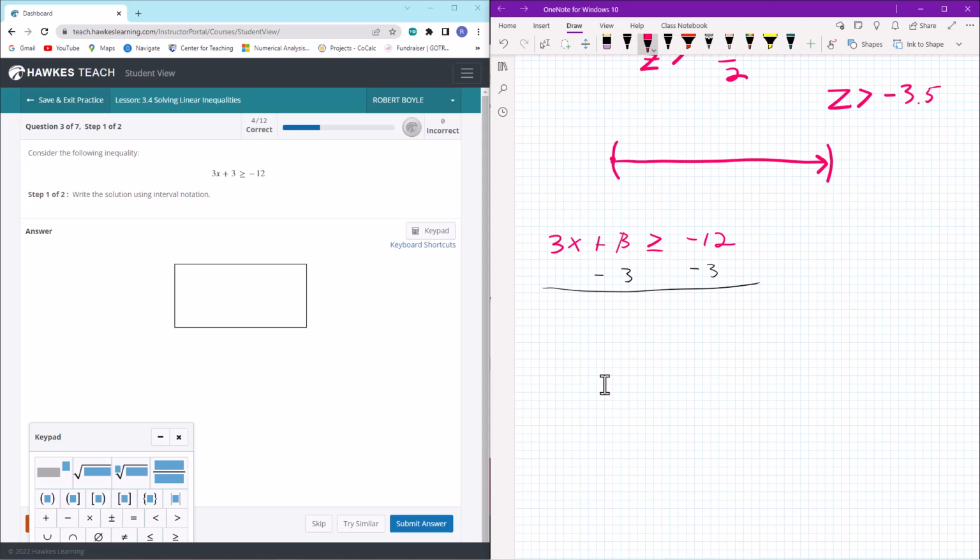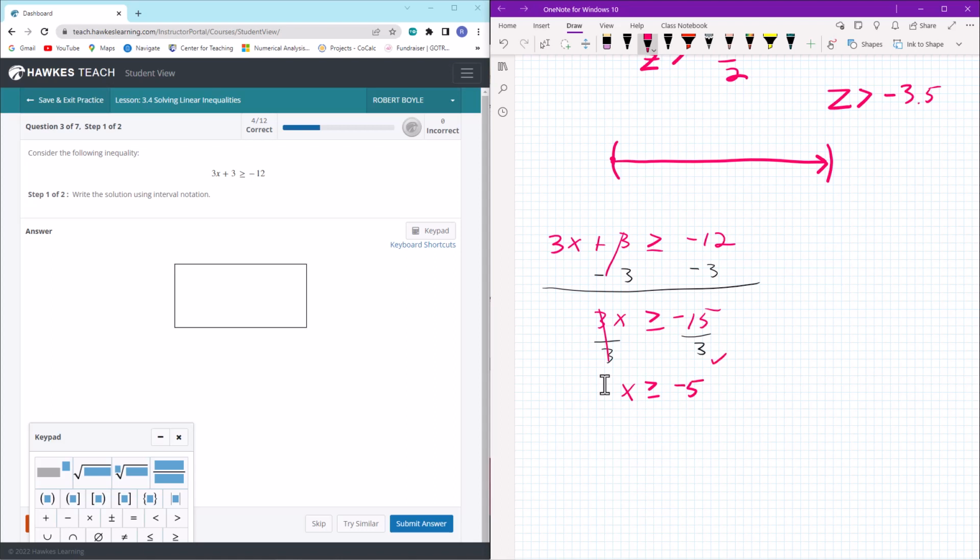When I do, these cancel. I have 3x is greater than or equal to -15. All right, now I want to divide both sides by 3 to get rid of the coefficient. Of course, I had to do the exact same thing over here. And once I do that, these cancel. I will have x is greater than or equal to -5.